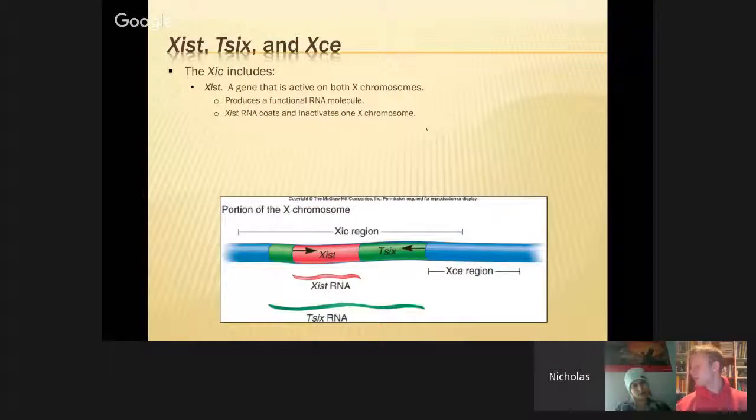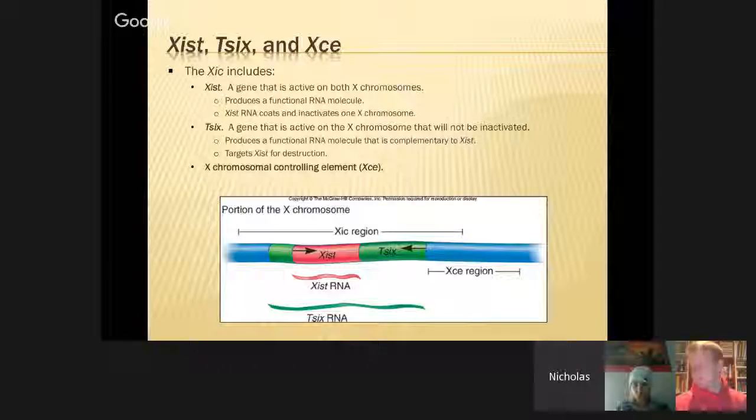If you look on my screen right here, it says that the Xist gene is the one that inactivates the X, and the Tsix, is that it? Tsix? I'm not sure. Yeah, Tsix, let's call it that. Is the one that produces the RNA that's complementary to the Xist to destroy it. Yeah. So the Xist is the thing that goes out and sends out some sort of RNA, right?